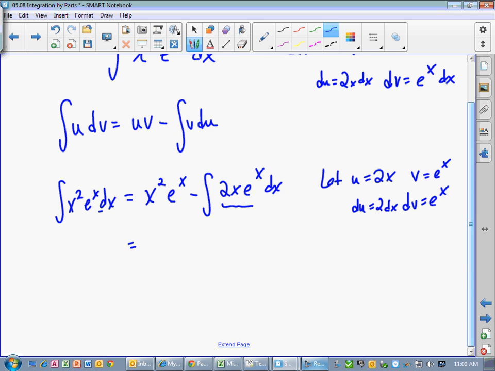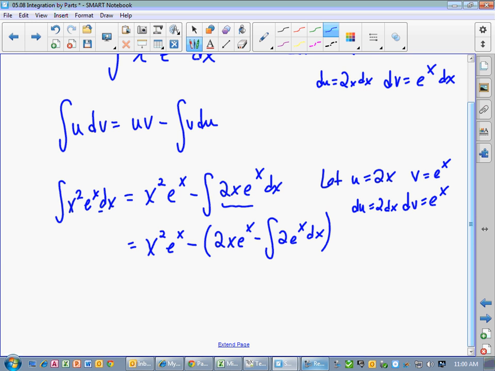And so following integration by parts again, I'm not going to rewrite the formula. But following integration by parts again, we get x squared e to the x minus, okay. Now we have uv, right? So 2x e to the x minus the integral of v du. Oh, well, now we just have 2 e to the x dx.